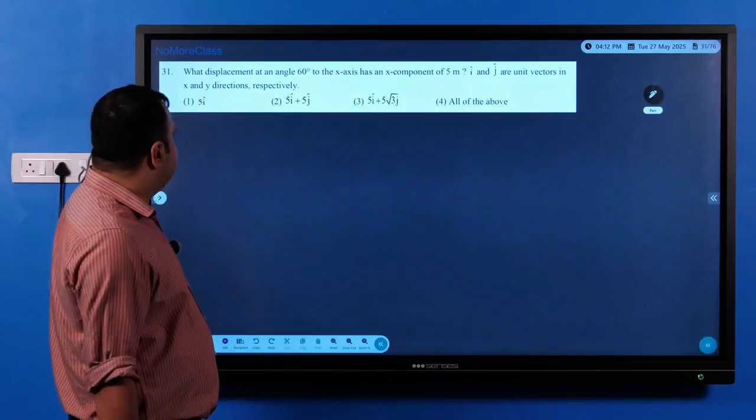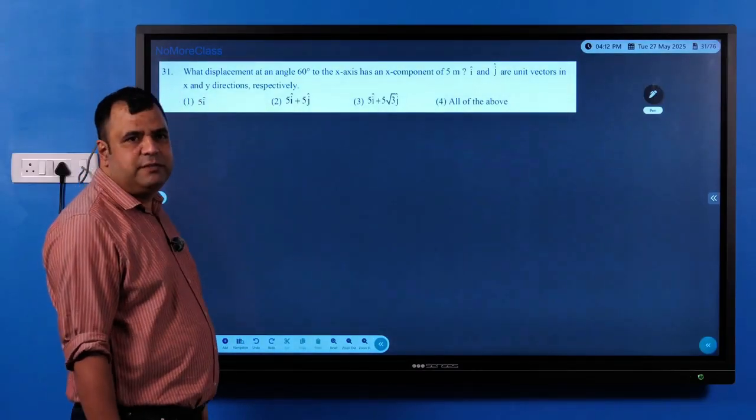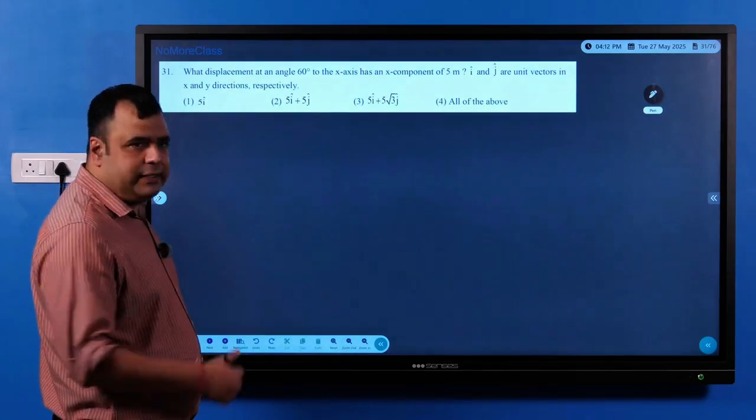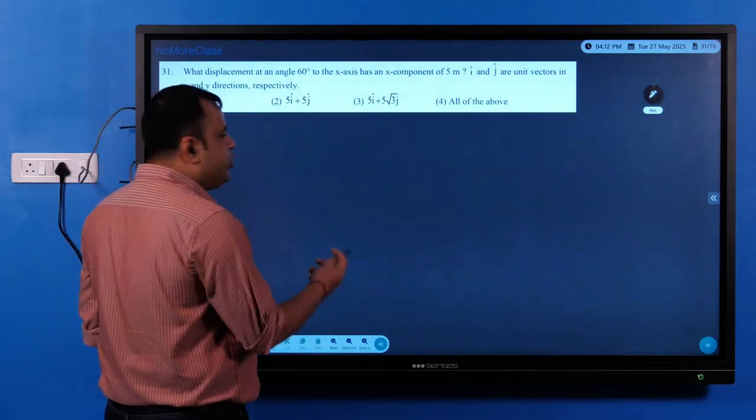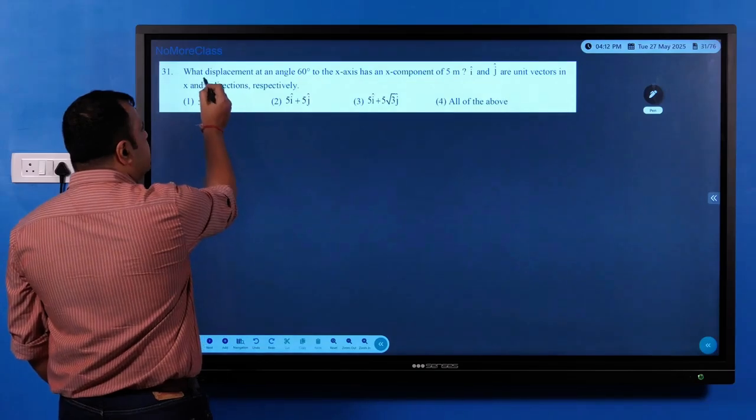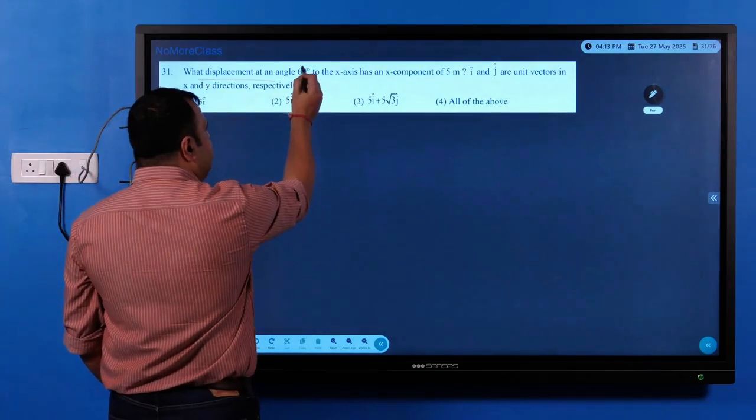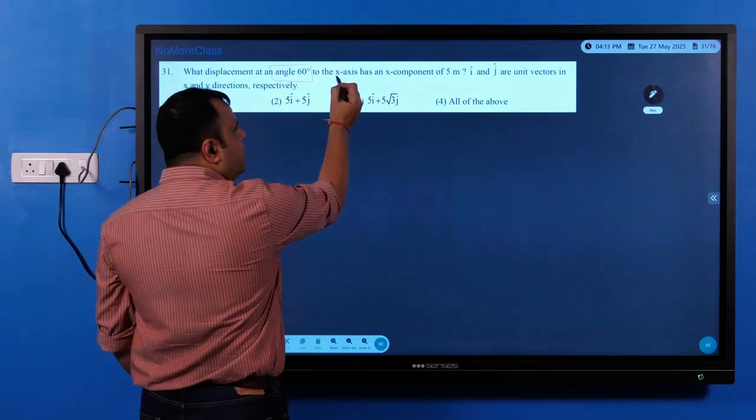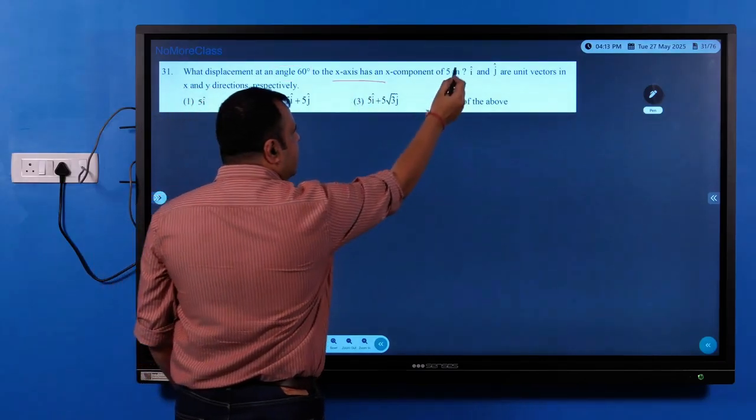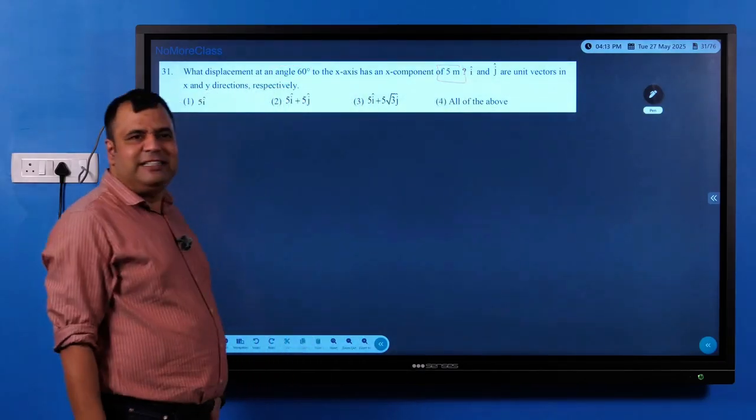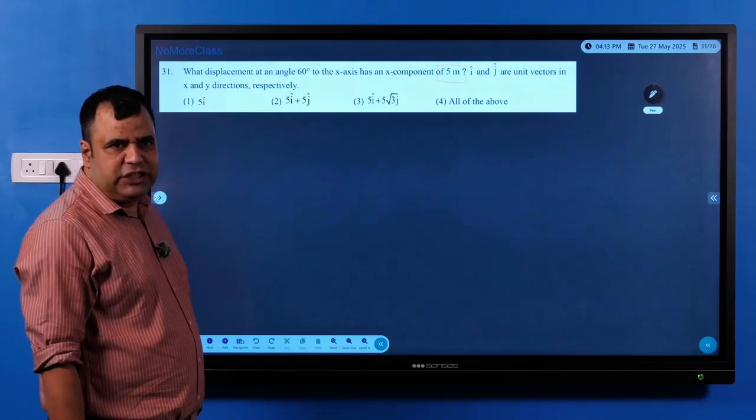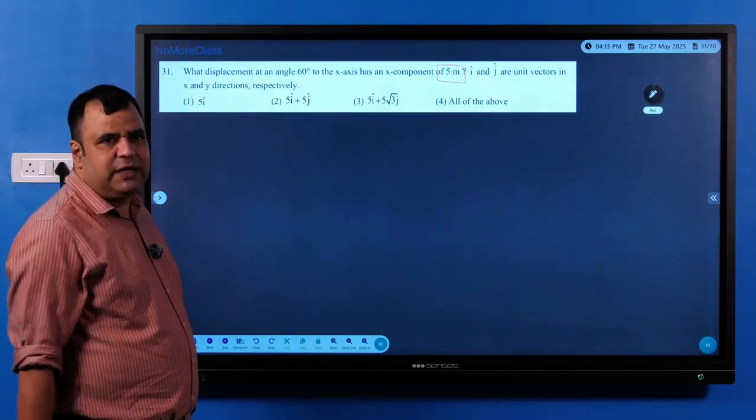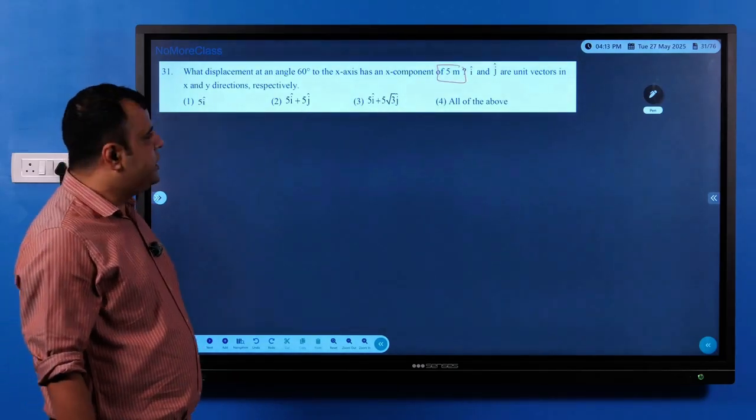So this is question number 31 from the chapter Vector. Okay, let's solve it. According to the question, what displacement at an angle of 60 degrees to a vector which has x component as 5? So basically, I have to find the displacement vector for which the x component will be 5 and the displacement vector will be making an angle of 60 with the x-axis.